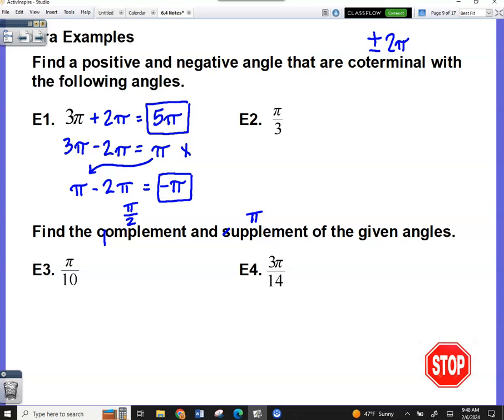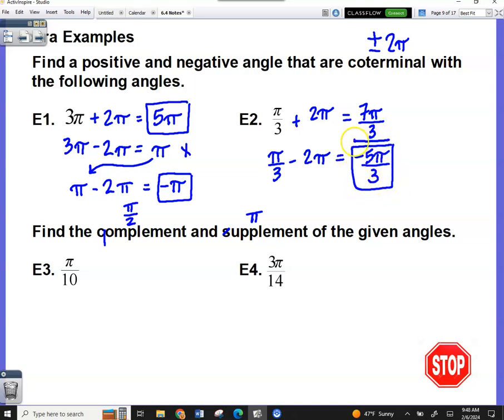Pi over 3, we're going to treat this as 1/3. So we're going to add 2 pi. 1/3 plus 2 gives me 7 pi over 3. Then I'm going to take pi over 3 and subtract 2 pi. And we get negative 5/3 pi. Did you get that?